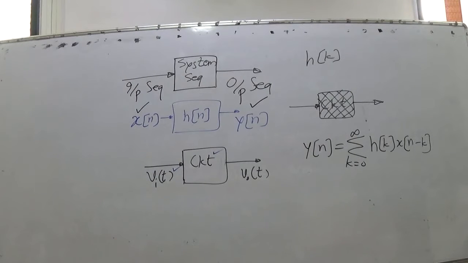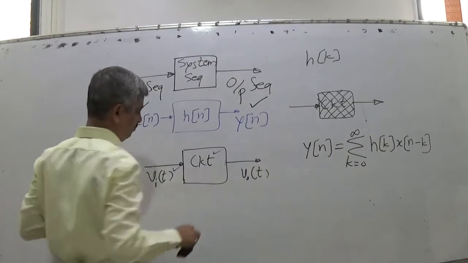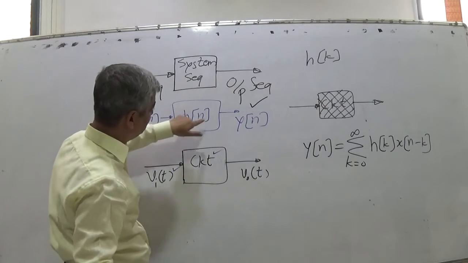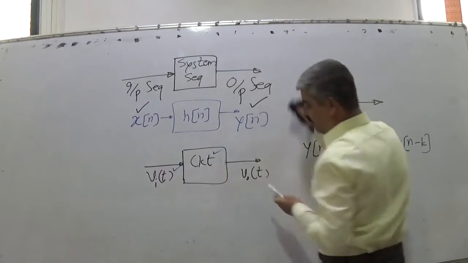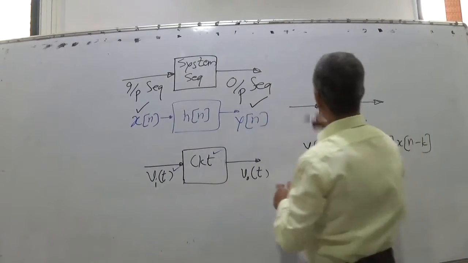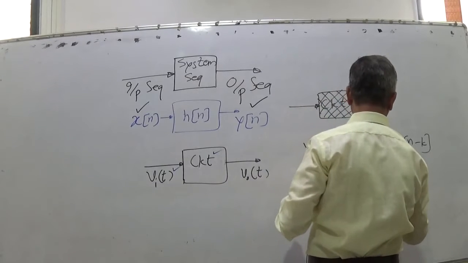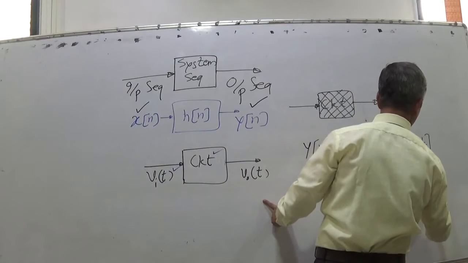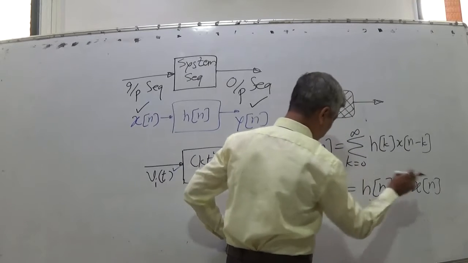So now the question is, if we have got a scenario where there is an input sequence and a system sequence, this convolution is expressed by a new symbol called star. So y[n] is expressed as h[n] convolved with x[n]. Two sequences h[n] and x[n] are convolved, we get y[n].